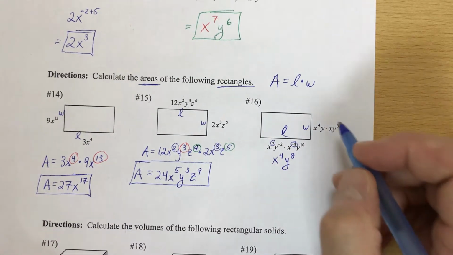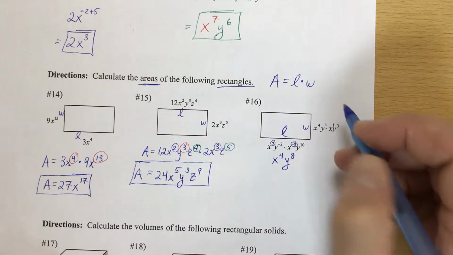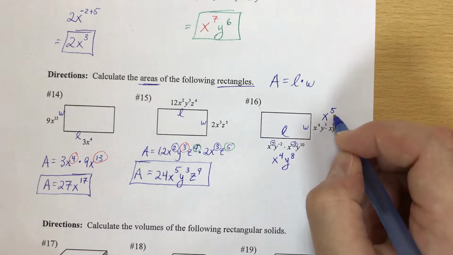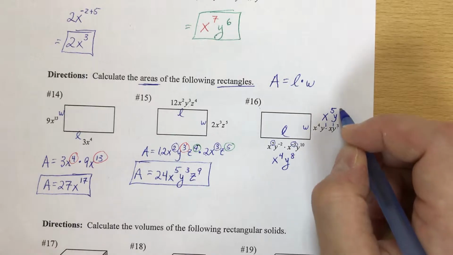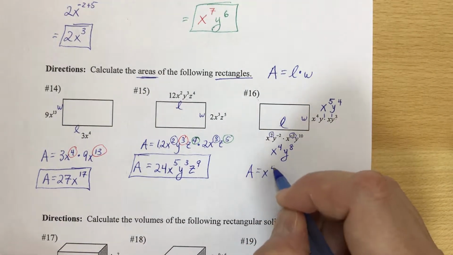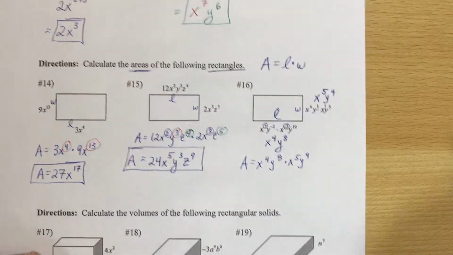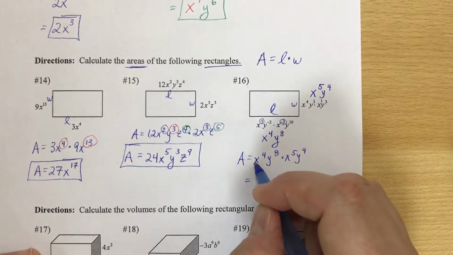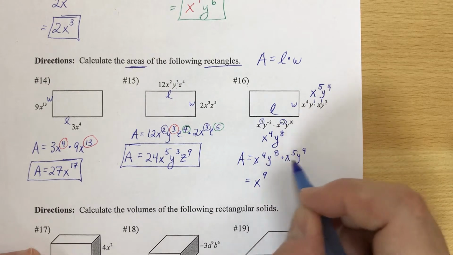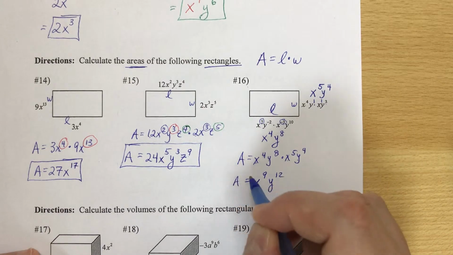And then over here, let me put the ones in. X to the 4th times x to the 1st is x to the 5th. Y to the 1st times y to the 3rd. Keep the base, add the exponents, y to the 4th. So area is the length times the width. And again, keep the base. So for x, 4 plus 5 is 9. And then for the y's, keep the base. 8 plus 4 is 12.